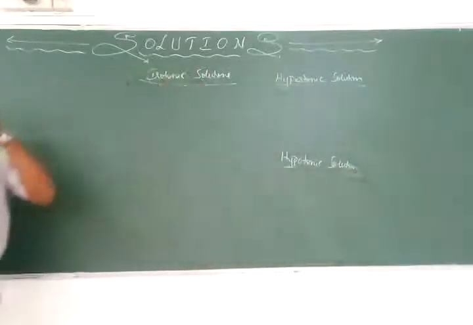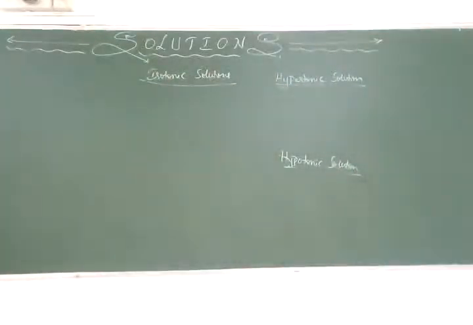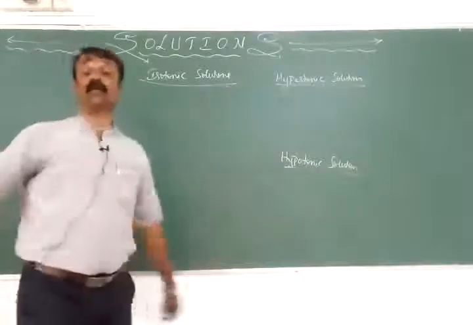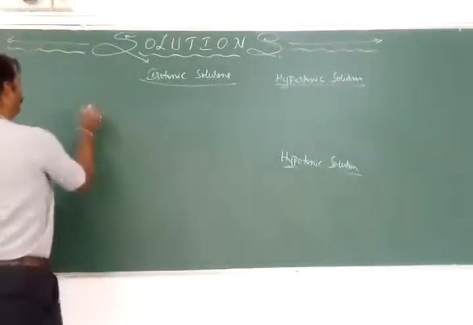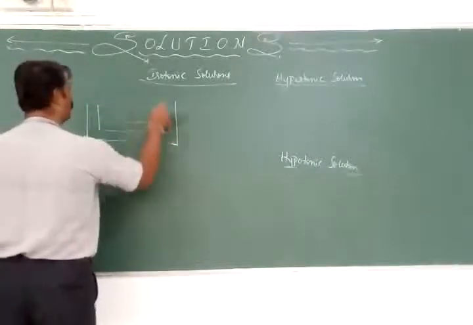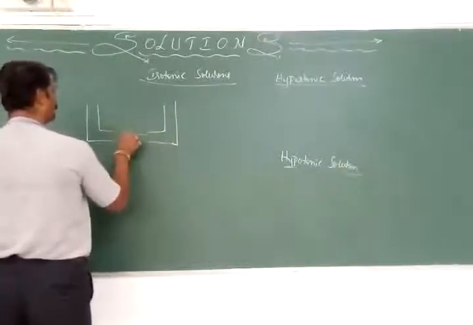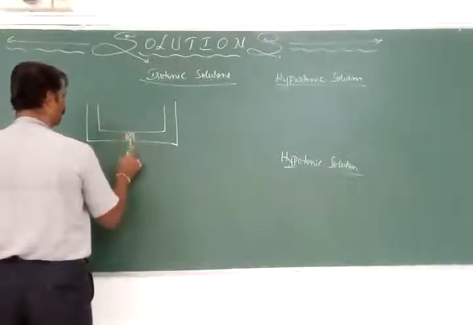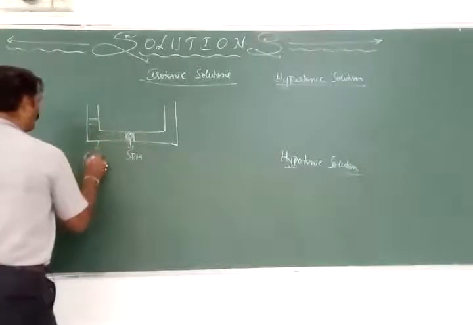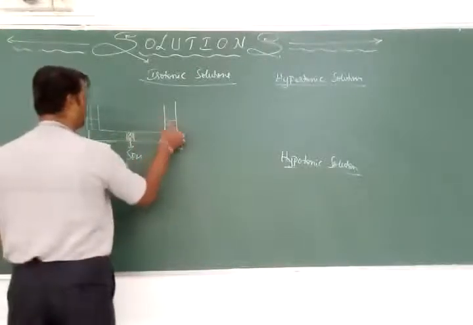So here let's have the terms related to that: the isotonic, then the hypertonic, and then the hypotonic. Let's make this very clear first, and then we have to prove that it is an example for a colligative property. This is SPM, semi-permeable membrane. This is the pure solvent, and this is a solution.